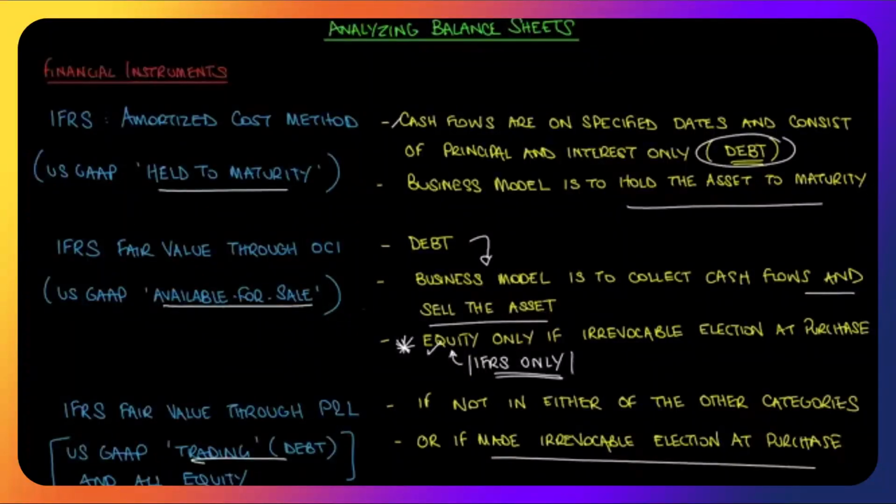Under US GAAP, it's called trading, because if you buy debt specifically to sell it again, then it's fair value through P&L. You've bought it to sell it. The noise, the change in value you are going to realize because you intend to sell it, should be part of net income. And for US GAAP, all equity sits in there, because there is no irrevocable election you can make to put equity as fair value through OCI.